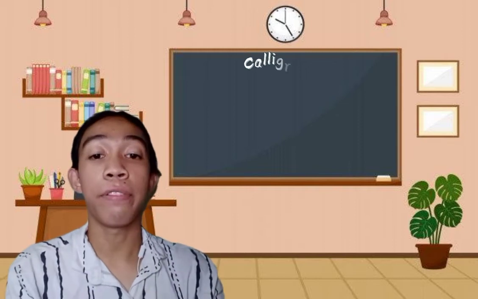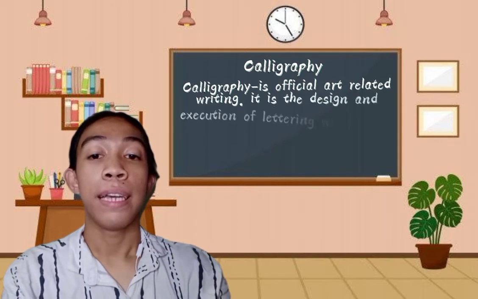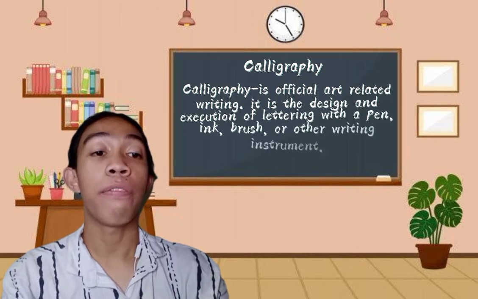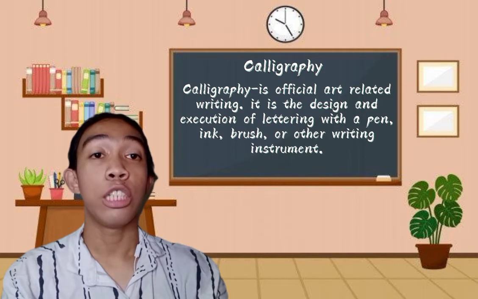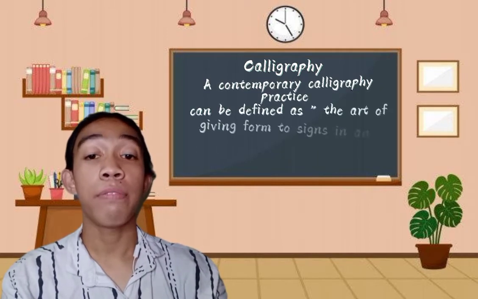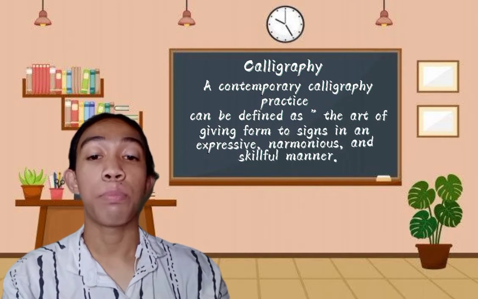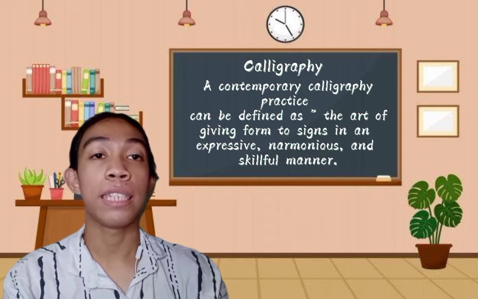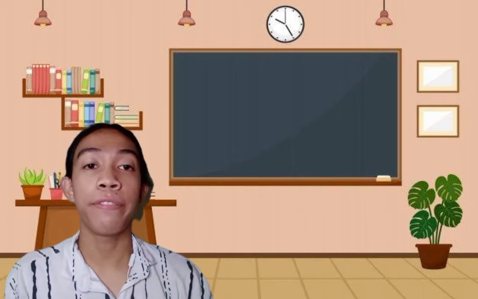Next is calligraphy. Calligraphy is a visual art related to writing. It is the design and execution of lettering with a pen, ink, brush, or other instrument. A contemporary calligraphic practice can be defined as the art of giving form to signs in an expressive, harmonious, and skillful manner. And here are some examples of calligraphy.